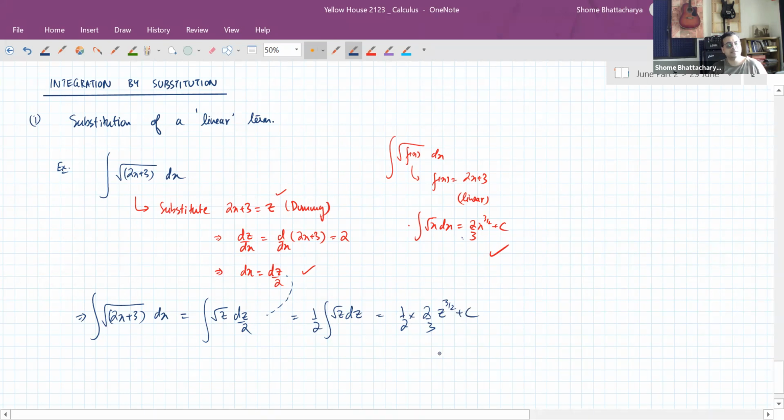Okay. And then we have to resubstitute because z was a dummy variable. So we'll do the final step as the resubstitution step. So this will become, 2 and 2 cancel, 1 by 3. Now z was how much? It was 2x plus 3. So we get 1 by 3 into 2x plus 3 to the power 3 by 2 plus c. That becomes the antiderivative of this function. And it's very easy to verify this also. You can just differentiate and verify.